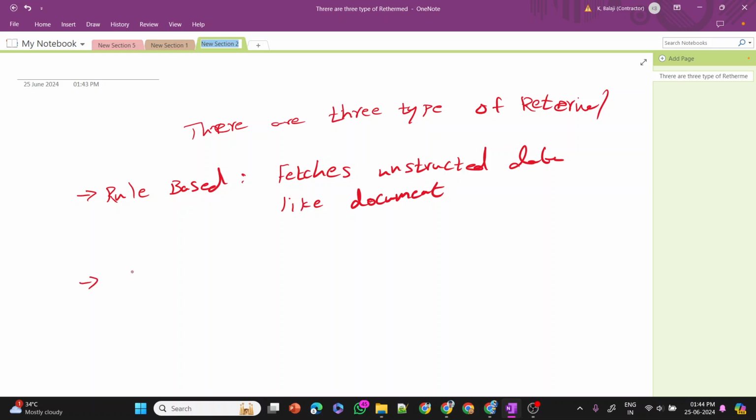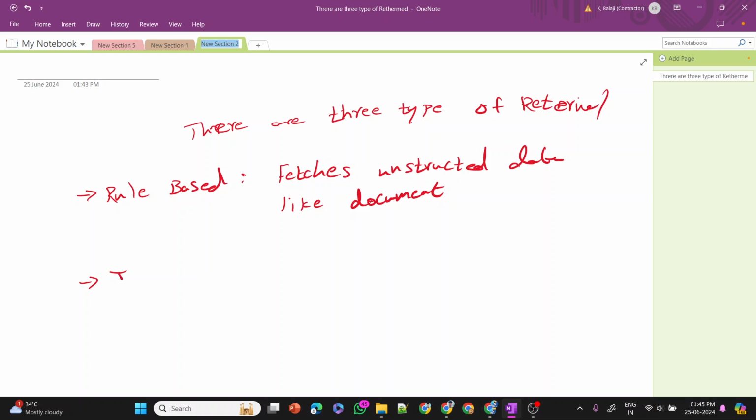That means we just provide the business document to the LLM. It will understand the unstructured data inside the document, and it will answer the question.